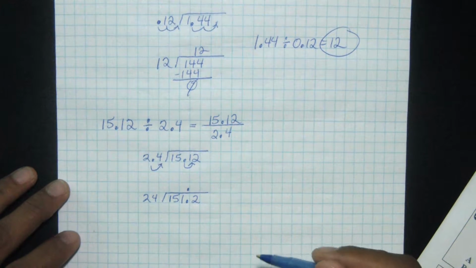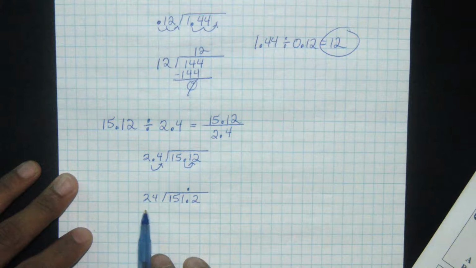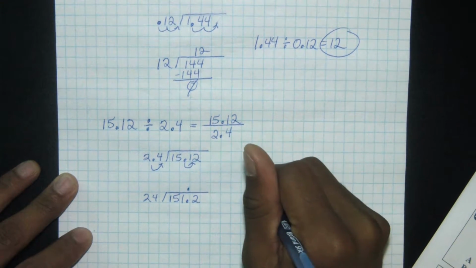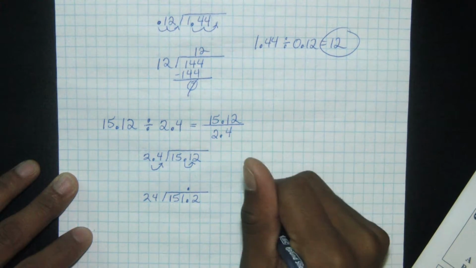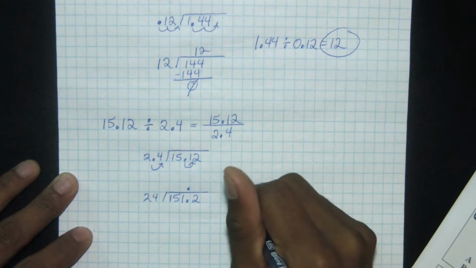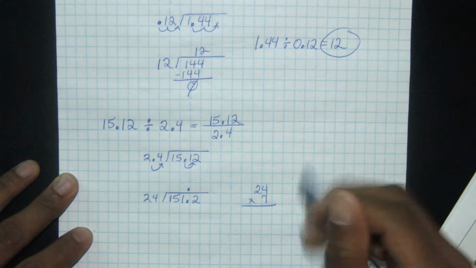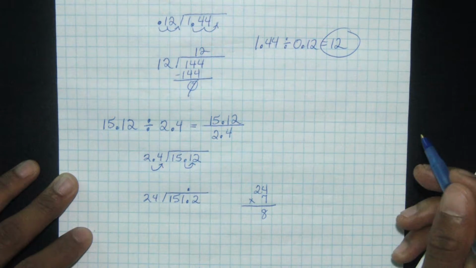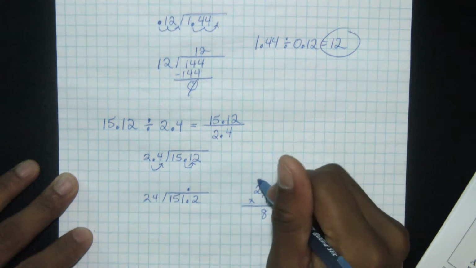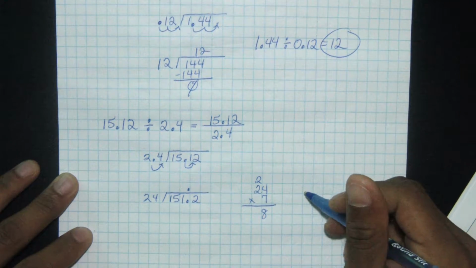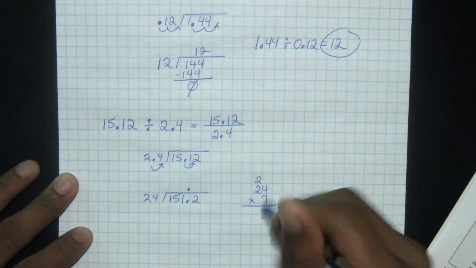And now we just start working to see how many times 24 goes into 151. So somebody give me a number to multiply by. Okay, let's try it. 4 times 7, so I have the 8. What do I do with the 2? Okay, 7 times 2 plus 2.